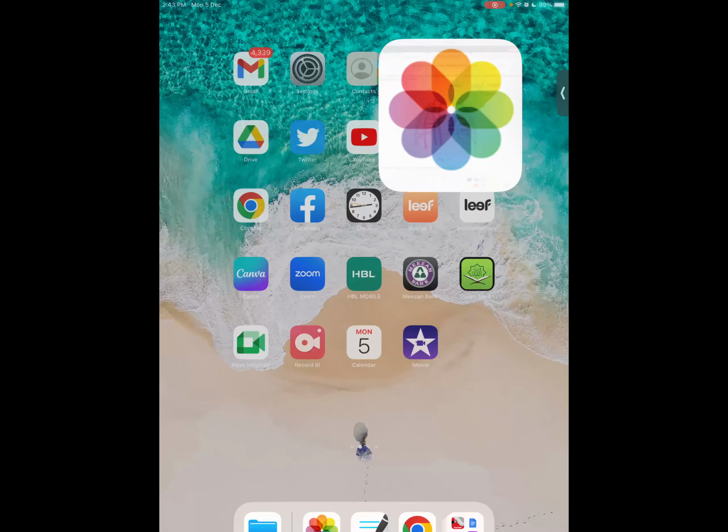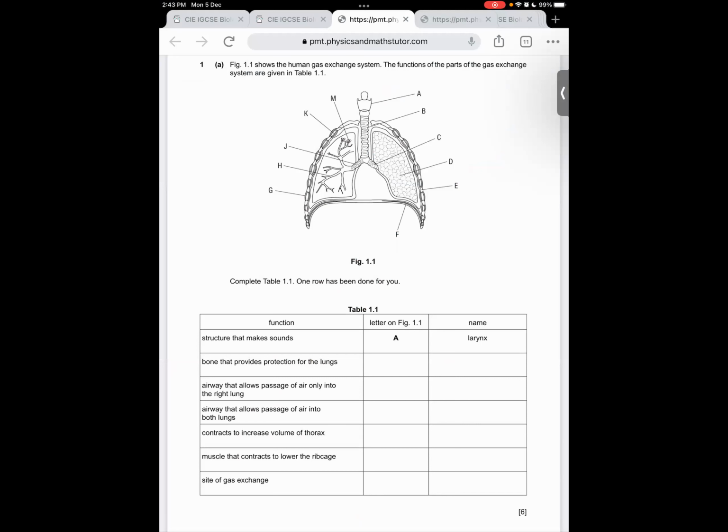Now tell me, what will be the answer for this? Which letter? The bone that provides protection to the lungs. Which letter? E. What is the name? In a rib cage. Ribs. Yeah, just rib. Yes, rib cage, whatever.